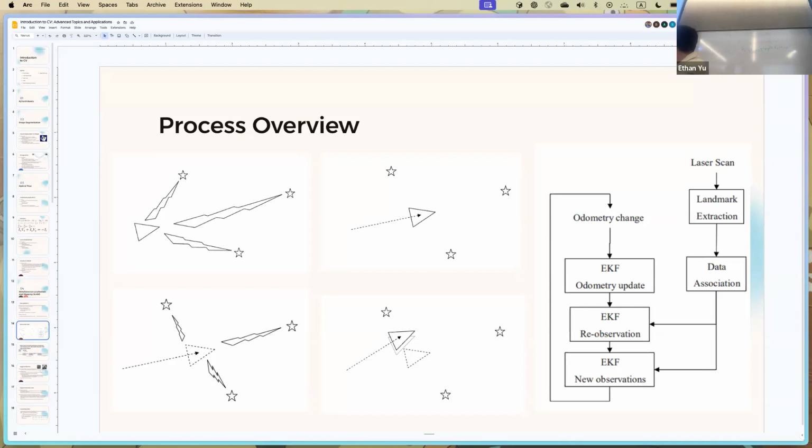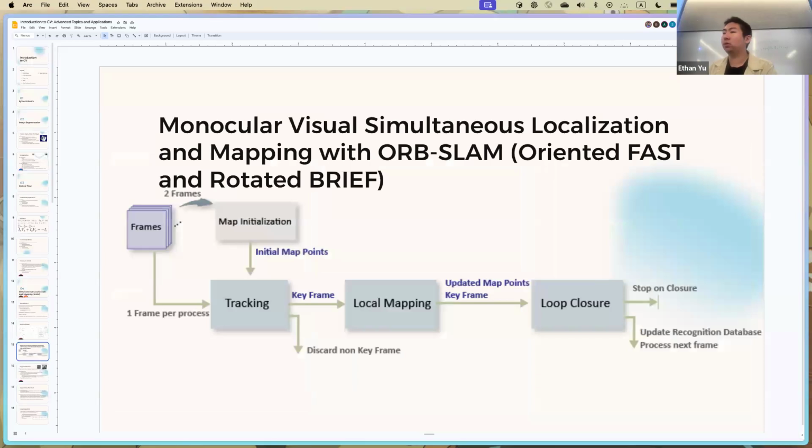This is a workflow for if you're using LiDAR. You basically want to extract landmarks and associate the landmarks to previous landmarks that you identified. And then EKF here is extended Kalman filters, which I don't think applies to ORB SLAM, so I'm not going to go too much into detail on that. But that's a general process of how we do this.